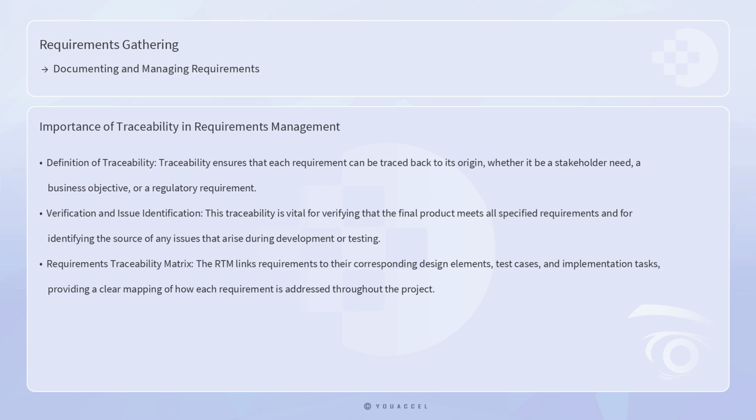Traceability is another crucial aspect of requirements management. Traceability ensures that each requirement can be traced back to its origin, whether it be a stakeholder need, a business objective, or a regulatory requirement. This traceability is vital for verifying that the final product meets all specified requirements, and for identifying the source of any issues that arise during development or testing. The Requirements Traceability Matrix is a common tool used to maintain traceability. The RTM links requirements to their corresponding design elements, test cases, and implementation tasks, providing a clear mapping of how each requirement is addressed throughout the project.